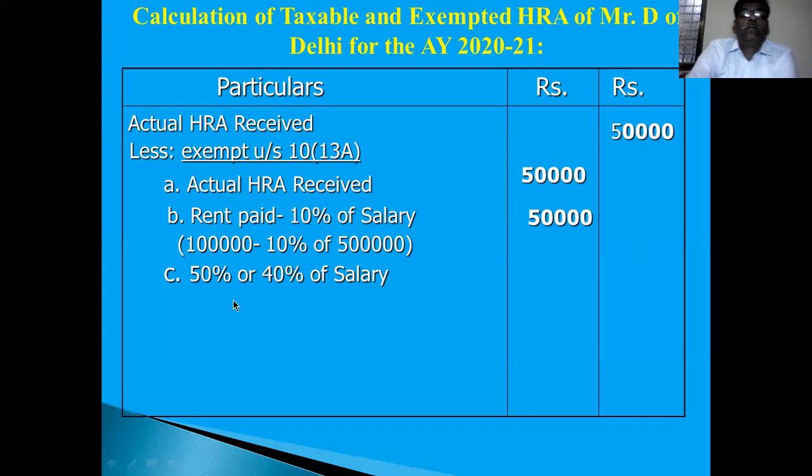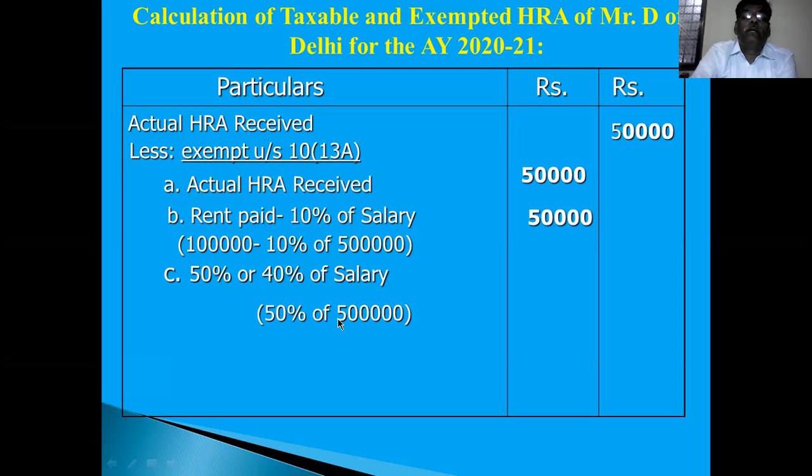that is 50% or 40% of salary. So you have to take 50% of salary because he is in Delhi. 50% of the 5 lakh salary is 2,50,000. Therefore, the least of the three is 50,000. Out of these three, the least is 50,000.